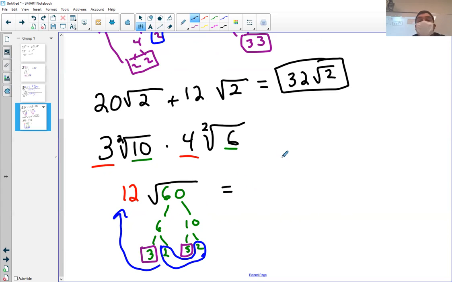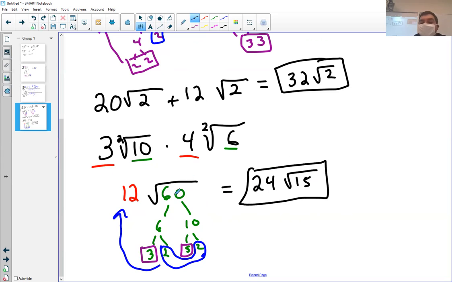So 2 times 12 is 24. I almost said it. Square root, you only have a 3 and 5 left, so 3 times 5, 15. This is your final answer. You won't get full credit if you get to here. You need to get to here, okay?